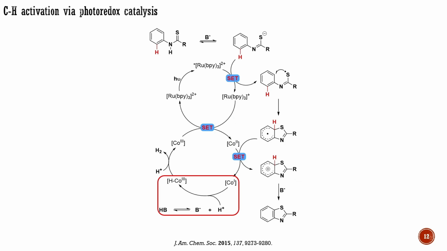The final stage of the process is the elimination of a proton, producing the benzothiazole. The eliminated proton oxidizes the reduced cobalt-1 to the active cobalt-3, generating hydrogen gas. Overall, we have 3 single electron transfer processes and 2 interconnected catalytic cycles.